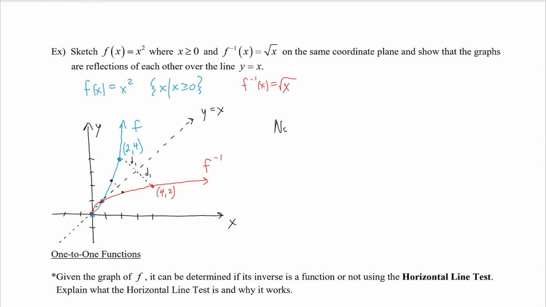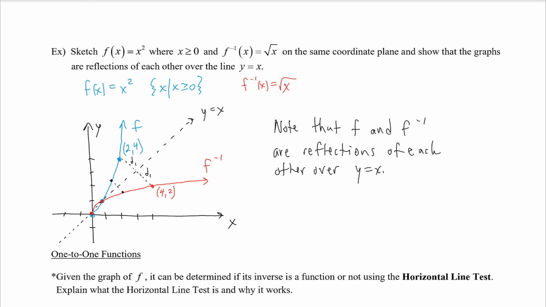So notice that f and its inverse are reflections of each other over the line y equals x. It turns out that's always going to be true for any function and its inverse. If you were to fold right there along y equals x, those graphs should match up perfectly.